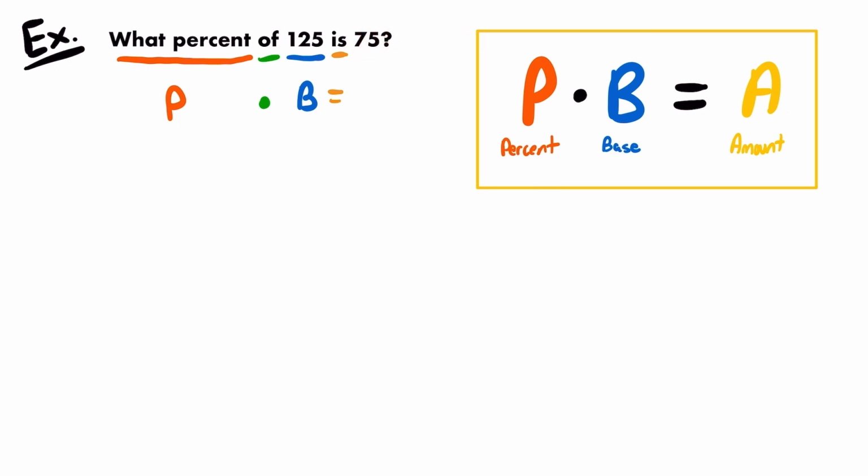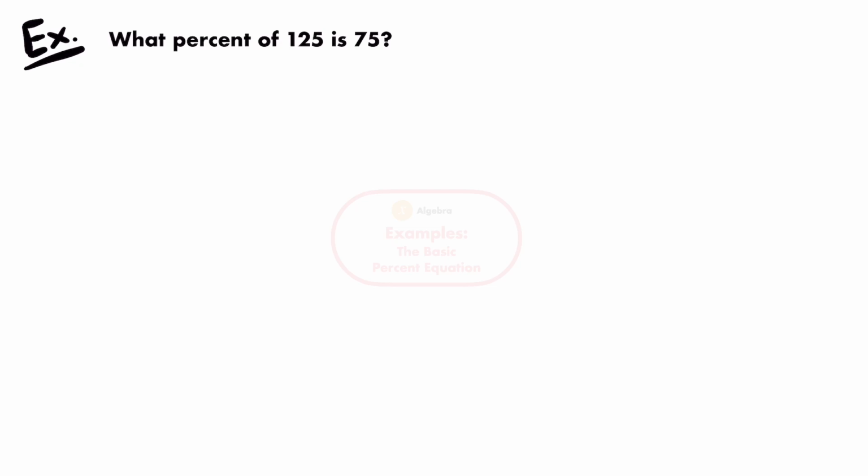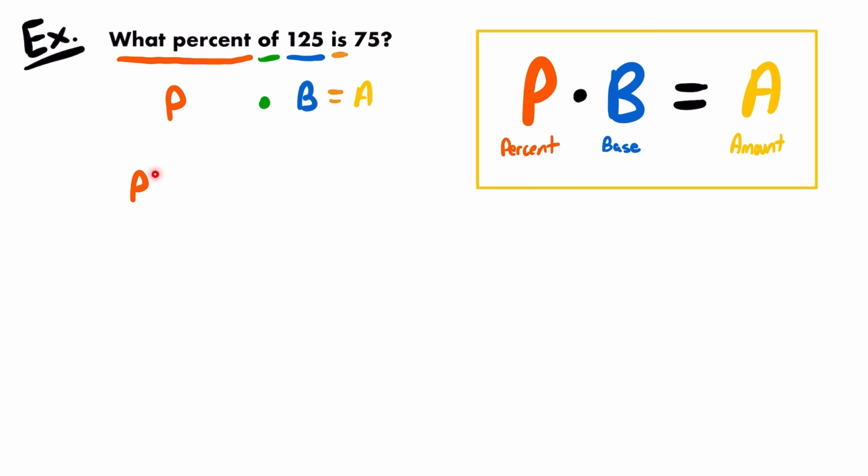That is all we have left here, which means that that 75 must be the amount A, right? That is what P times B is equal to, and we have P times B, so that should be equal to 75, which is A. Now, setting everything up in an actual equation here, we don't know what the percent P is, so we'll leave P alone. We'll still have P, but then P will be multiplied by B, which is 125. So we have P times 125, and then that will be equal to 75, which is A. All right, so we'll set that equal to 75.